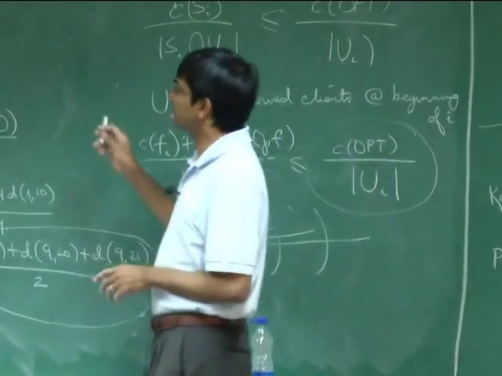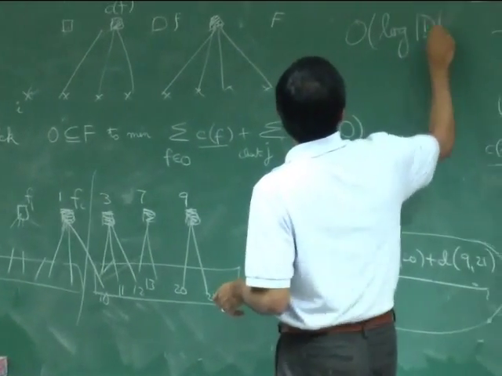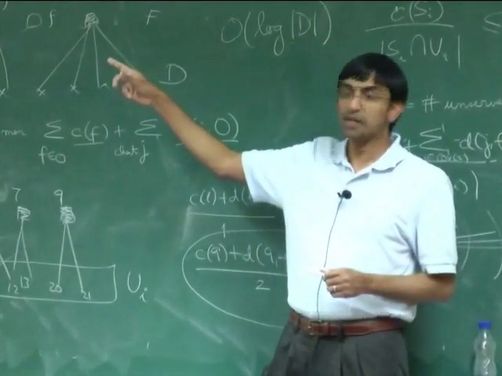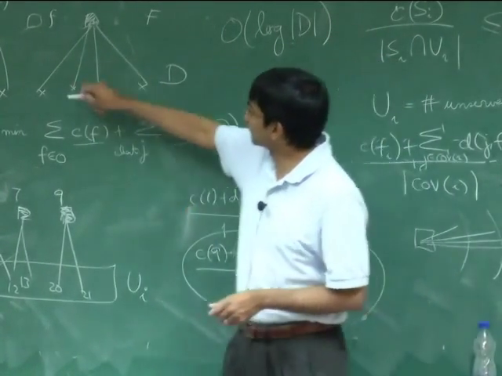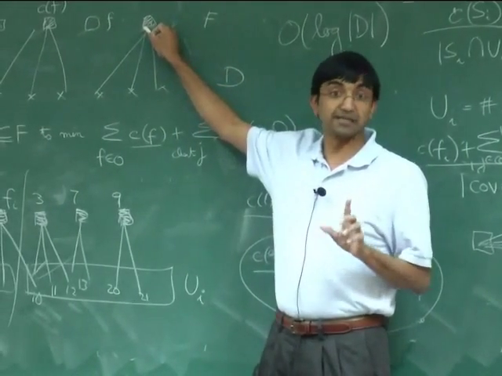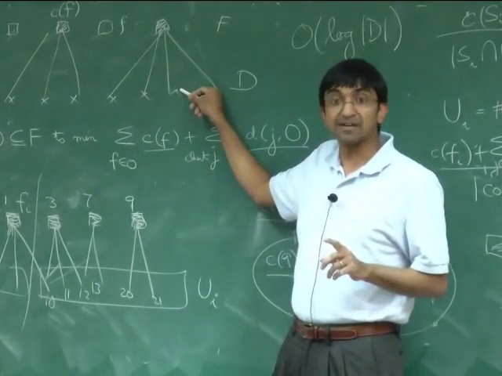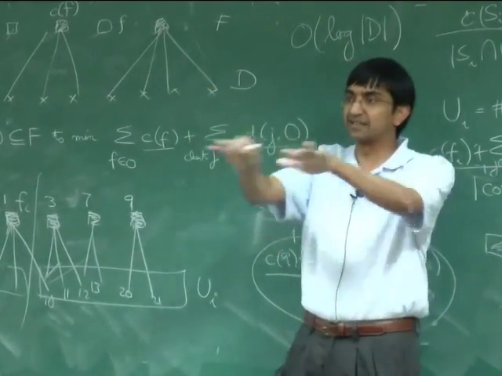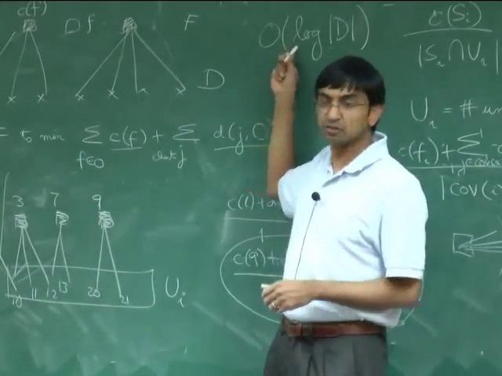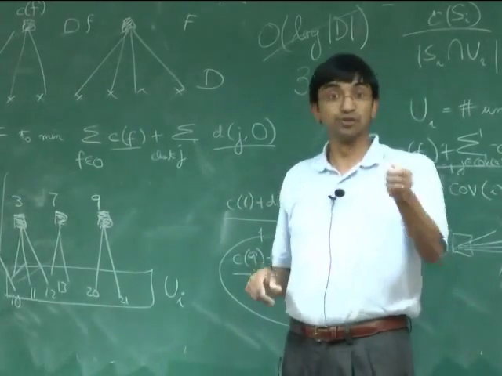So this is the log n approximation for uncapacitated facility location when the costs of connection are arbitrary. But if the costs of connection are a metric, like in the example I showed you, you can do much better than log. You can actually do something like a 3 approximation. That I will show you day after tomorrow.